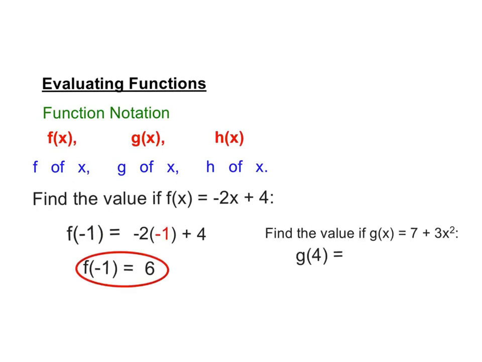So now I've got g of x. Now we have a new rule. 7 plus 3x squared. G of 4. So now you're going to plug 4 in for x. See what you get there.